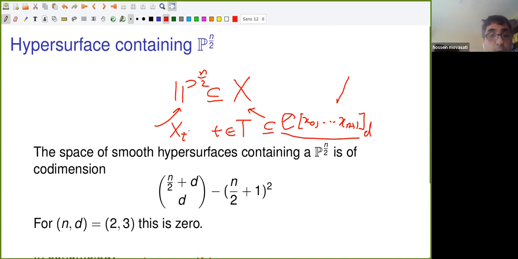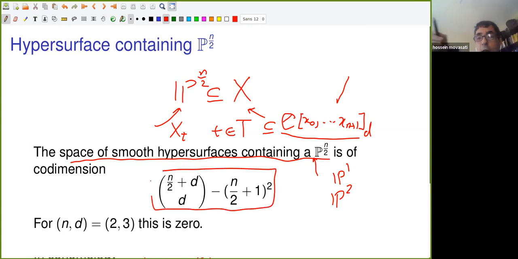So if you compute the space of hypersurfaces containing a linear space, so this is the linear space. It is a line in the case of surfaces. It is a plane in the case of fourfolds and so on. So its codimension will be this one.